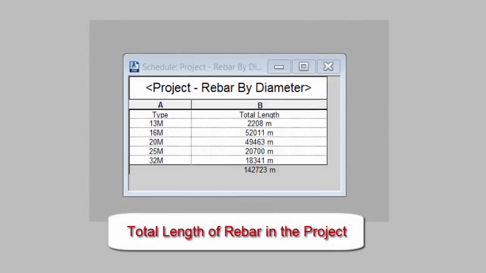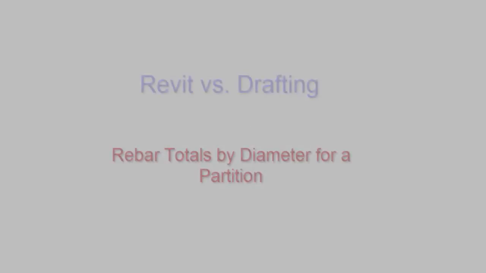I have created other templates that report the total length of rebar for each diameter. This template reports the total length of rebar for each diameter for the entire project. There are 5 different rebar diameters, and the total length of rebar in this project is 142 kilometers, which is about 88 miles.